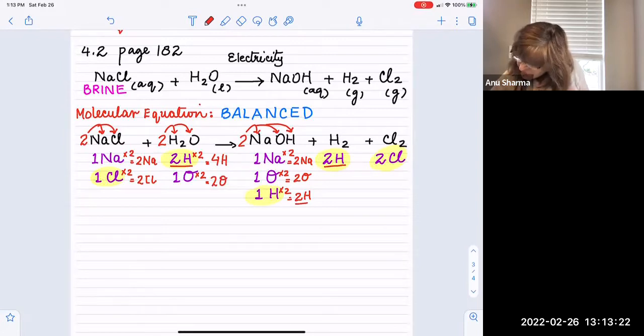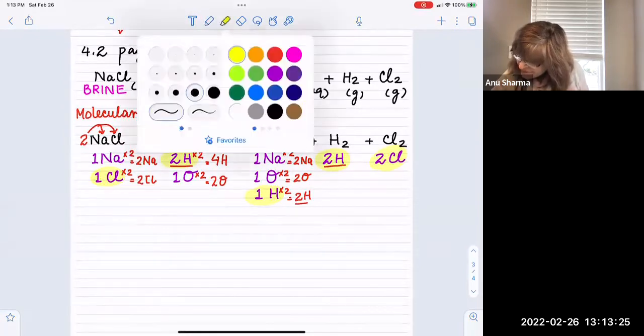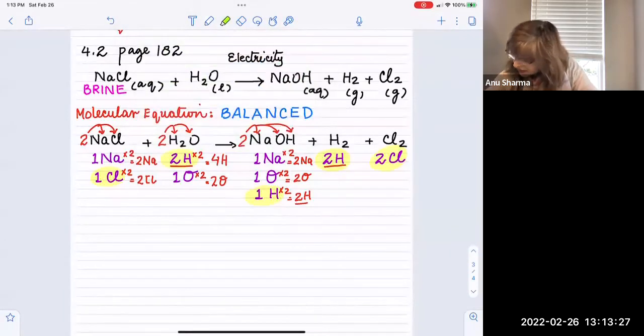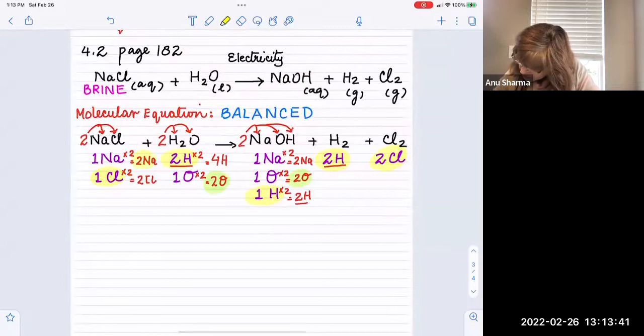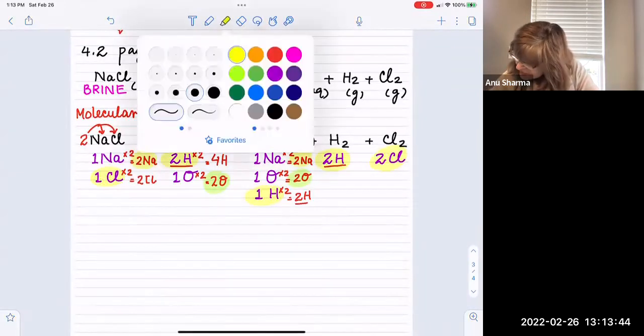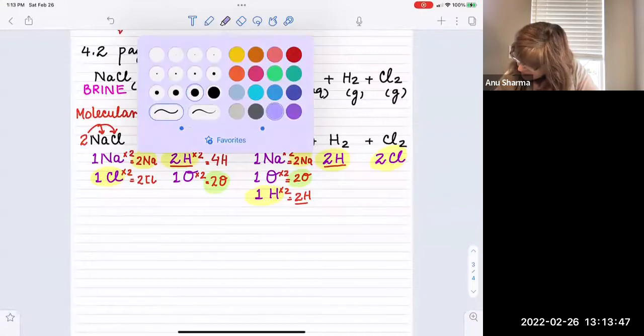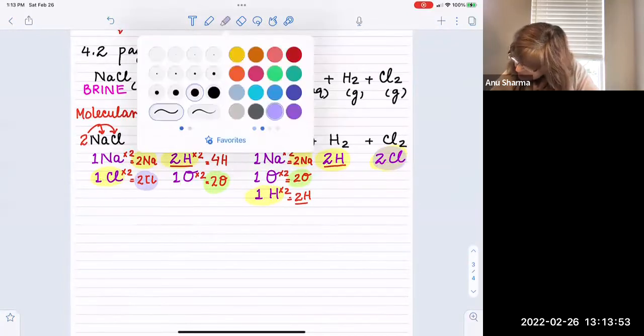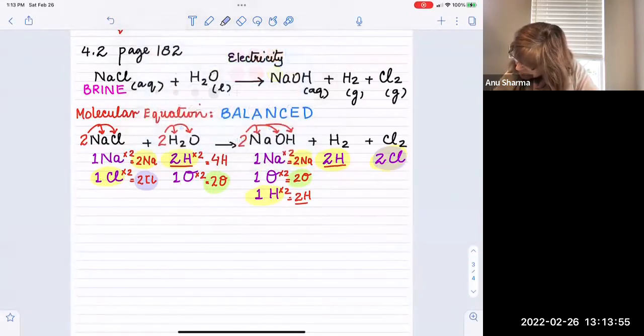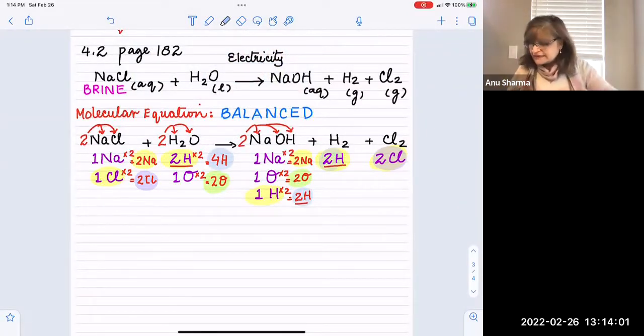So a total of, let us see, now we have the hydrogens are 4 and hydrogens are 4 on both the sides. Then oxygens are 2 and the oxygens are 2. Let's change this. 2 oxygens, 2 sodiums, 2 sodiums, and we have 2 chlorines and 2 chlorines. Okay. And then hydrogen is 4 hydrogens here and 2 plus 2, 4 hydrogens. Okay, so this balances this equation.